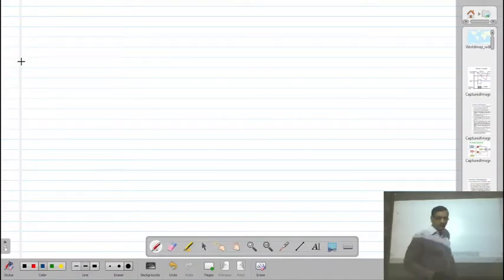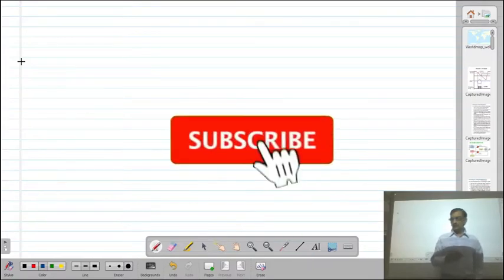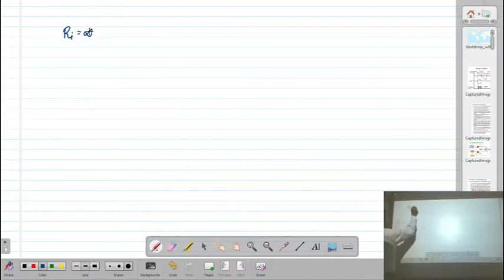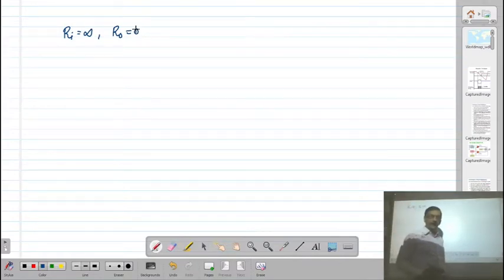Okay, friends. So in the previous session, we discussed what the input and output resistance of an ideal amplifier should be. Here we have seen that to obtain the maximum voltage gain of the amplifier, the input resistance must be infinite and the output resistance must be zero. In this case, you will get a maximum output voltage, or you can say a maximum voltage gain. So let us see what we discussed in the previous lecture.